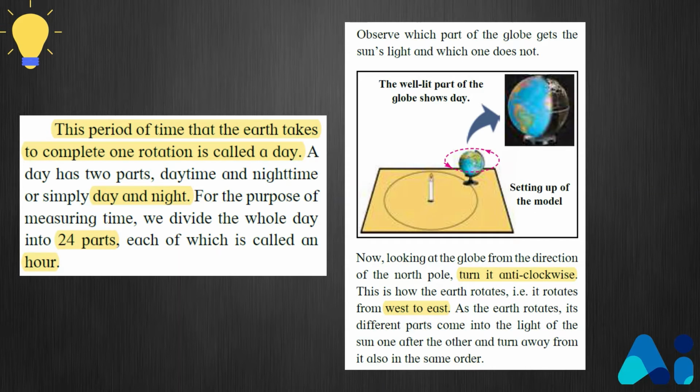Now let's take a look at what makes a day and what makes a night. So the period of time that the Earth takes to complete one rotation is called a day. So we know that the planet Earth rotates around itself, and in turn the planet also rotates around the sun. So one revolution of the Earth around the sun makes 1 year, but its one rotation around itself makes a day. Okay, one complete rotation of the Earth around itself makes a day.